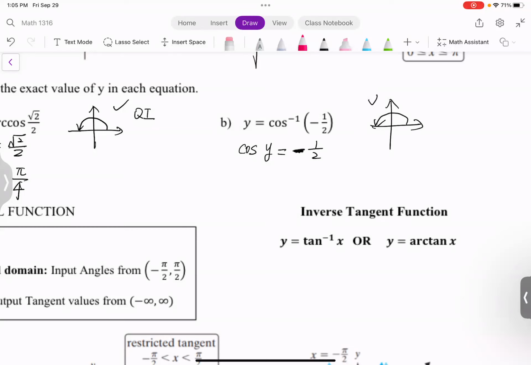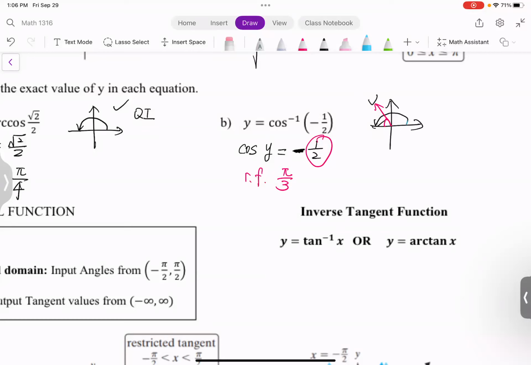So from this part, 1/2, what is the reference angle of the y in the second quadrant? So I must have an angle here. This reference angle must be, so I will put a reference angle. Reference angle must be pi over 3. And then what is the actual value of my angle? What color I'm using? I use blue.